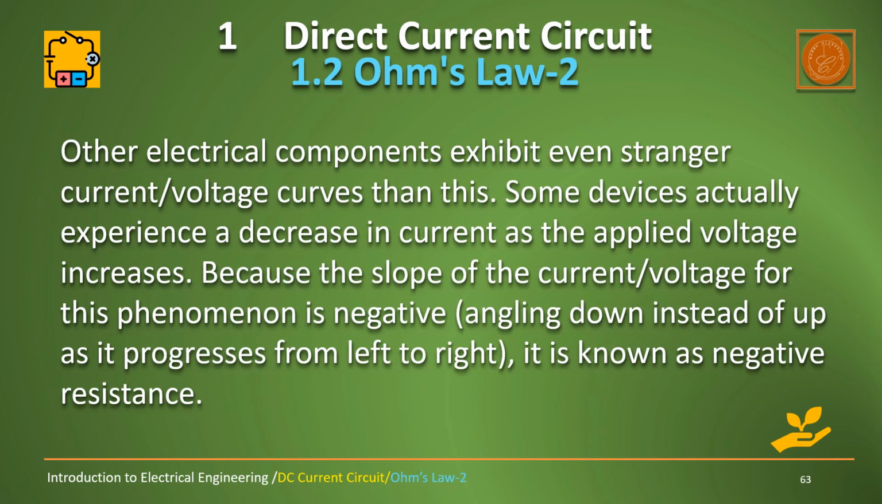Other electrical components exhibit even stranger current-voltage curves than this. Some devices actually experience a decrease in current as the applied voltage increases. Because the slope of the current-voltage curve for this phenomenon is negative, angling down instead of up as it progresses from left to right, it is known as negative resistance.